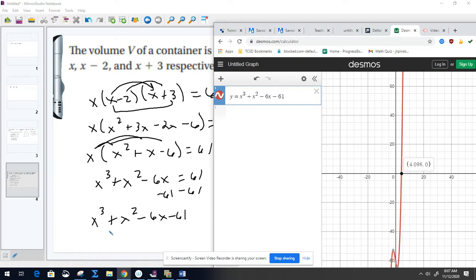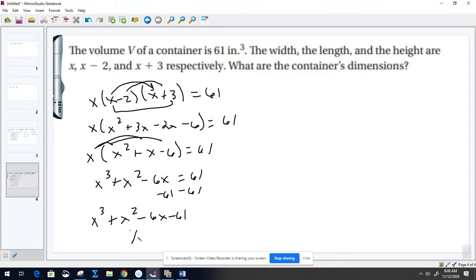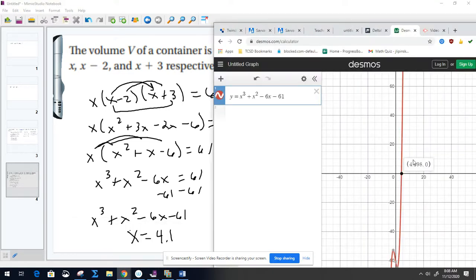And make sure my signs are right. Yes. Okay, so I got 4.098. It'll tell you to round to the nearest tenth or whatever. So if you get x is equal to 4.1, rounding to the nearest tenth, the 9 makes that become a 1.